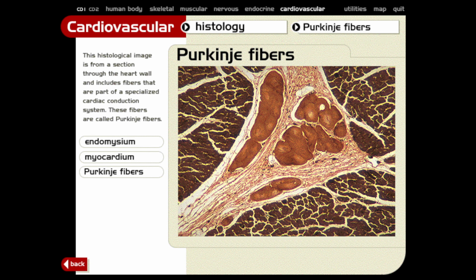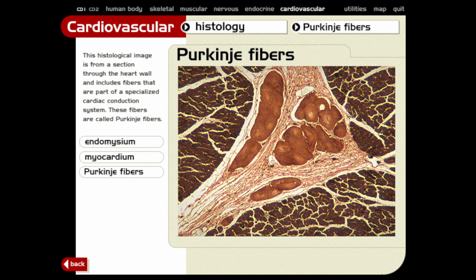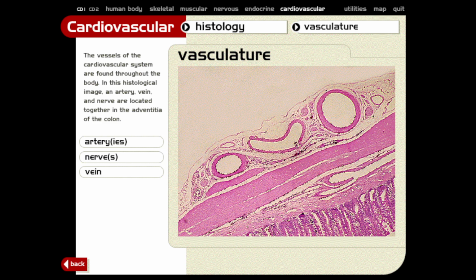This histological image is from a section through the heart wall and includes fibers that are part of a specialized cardiac conduction system. These fibers are called Purkinje fibers. The vessels of the cardiovascular system are found throughout the body. In this histological image, an artery, vein, and nerve are located together in the adventitia of the colon.